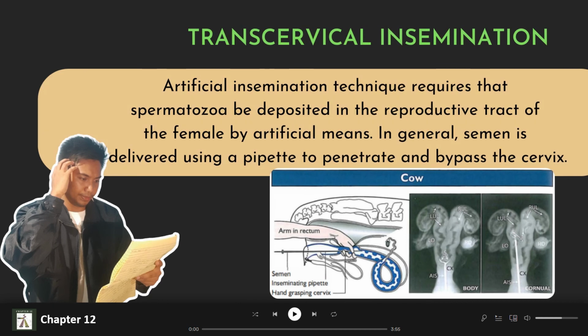The first technique is the transcervical insemination. It is an artificial insemination technique that requires the spermatozoa to be deposited in the reproductive tract of the female by artificial means. In general, semen is delivered using a pipette to penetrate and bypass the cervix.